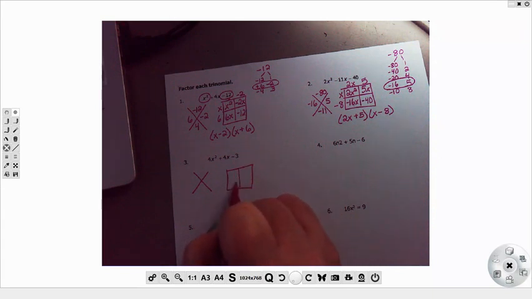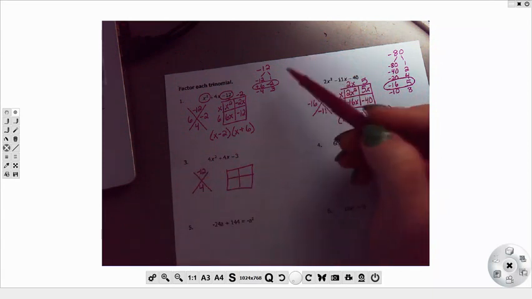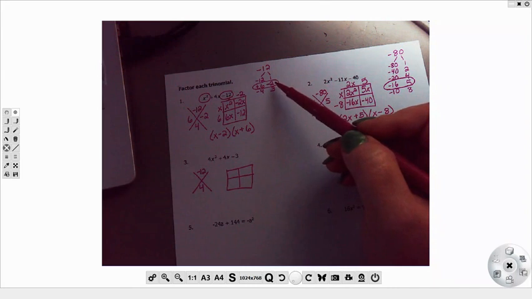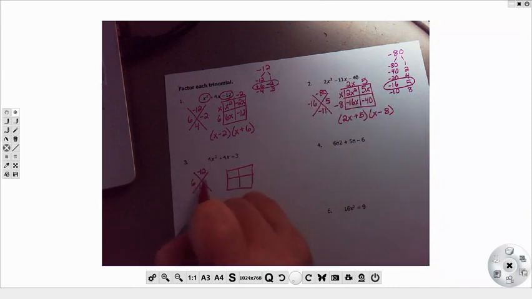All right, let's multiply. 4 times negative 3 is negative 12. B is 4. So you can go back up here to your negative 12. Again, you want a positive 4, which is going to be your 6 and negative 2. So we have 4x squared here. We have negative 3 here. We're going to have negative 2, and we're going to have 6x.